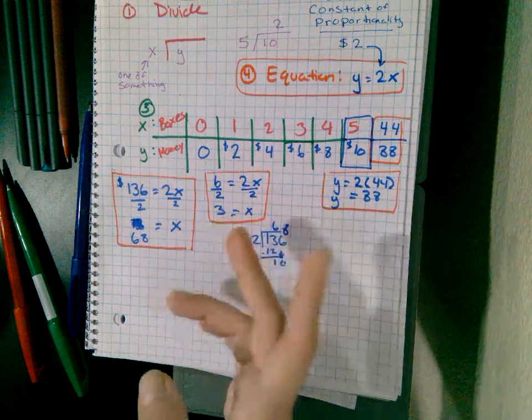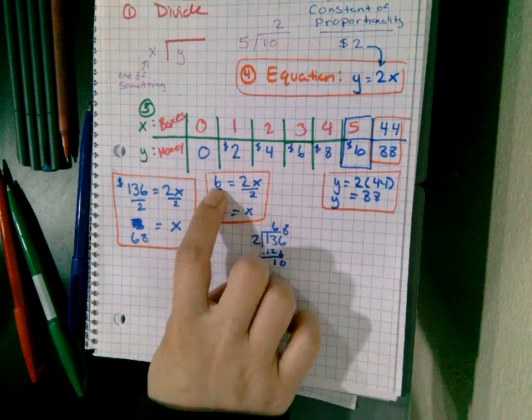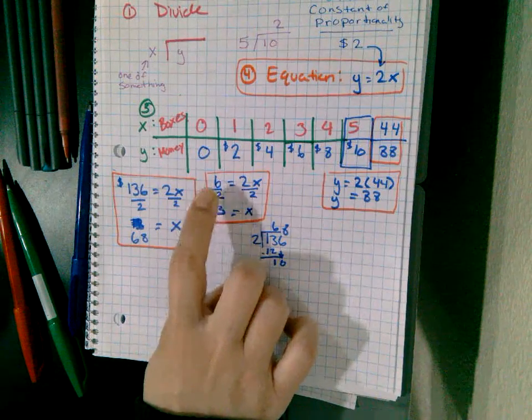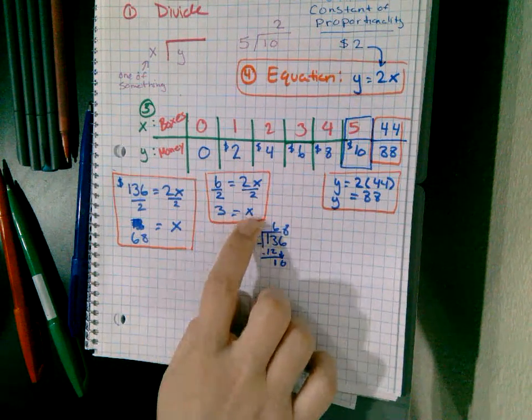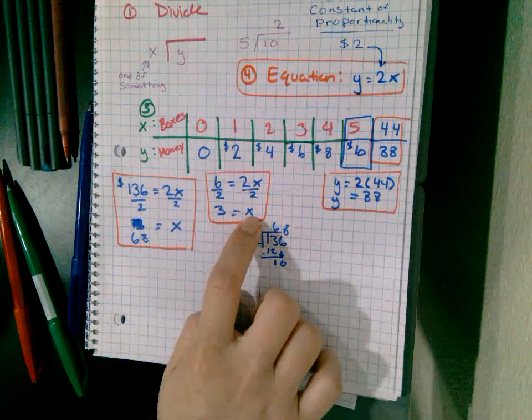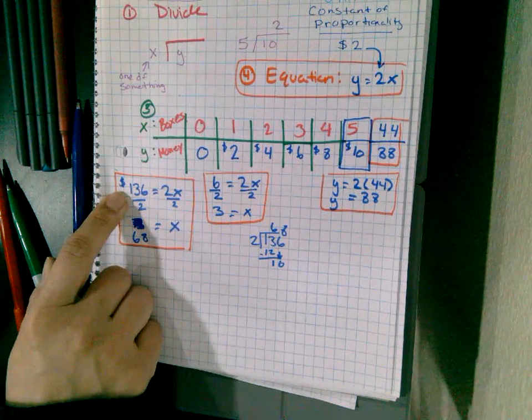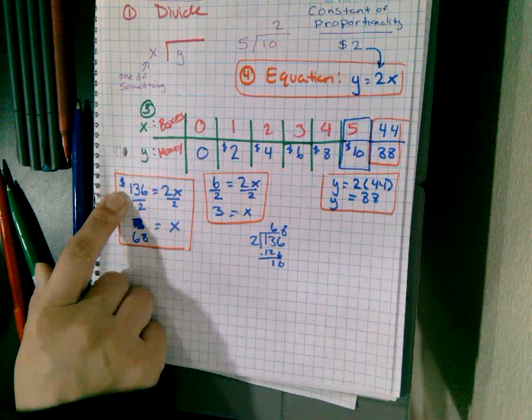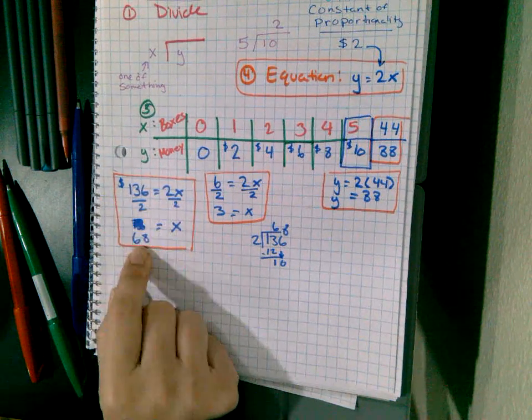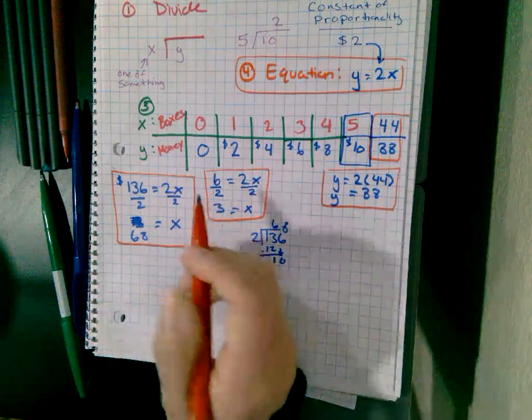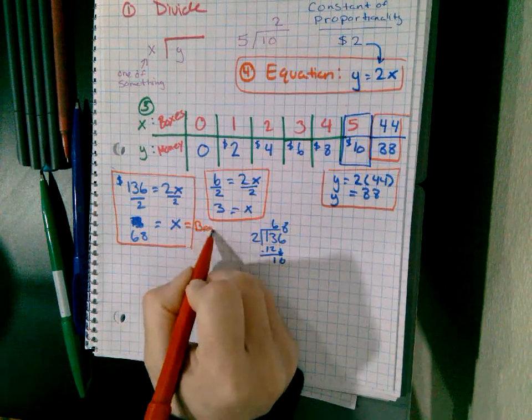But what if I went backwards? I told you have $6. How many boxes did you buy with $6? Oh, you bought 3 boxes because x stands for boxes. Then I said, oh, if I have $136, how many boxes did you get? Oh, I divided by 2, 68 boxes because x stands for boxes.